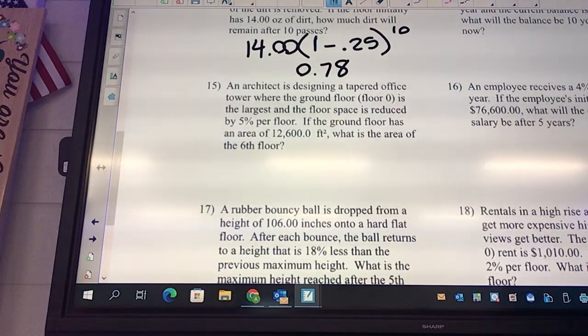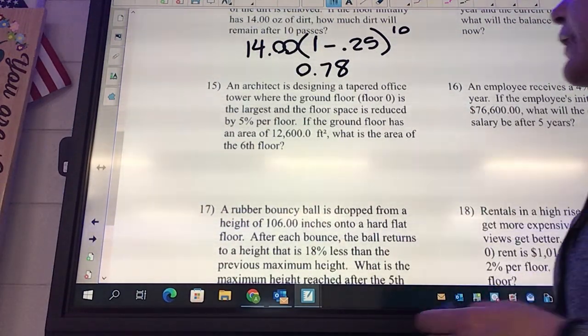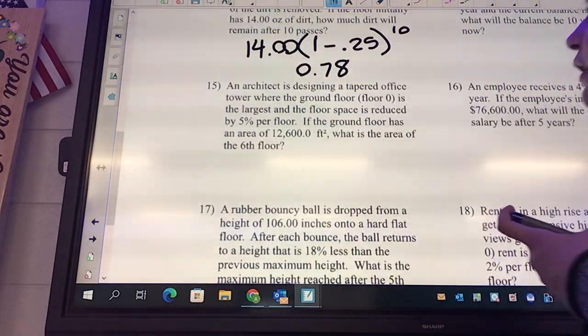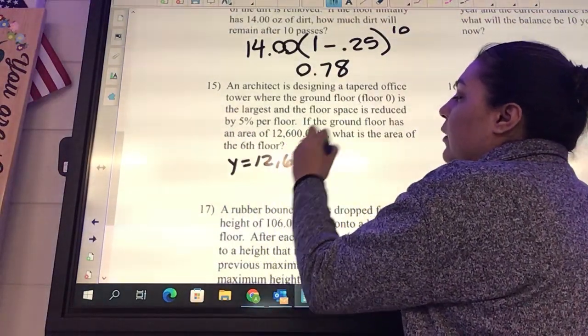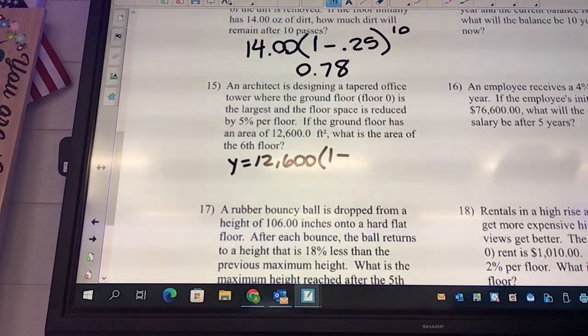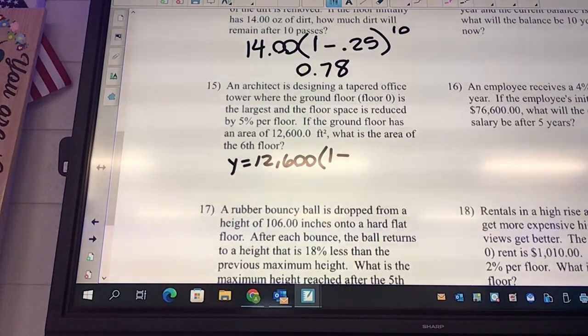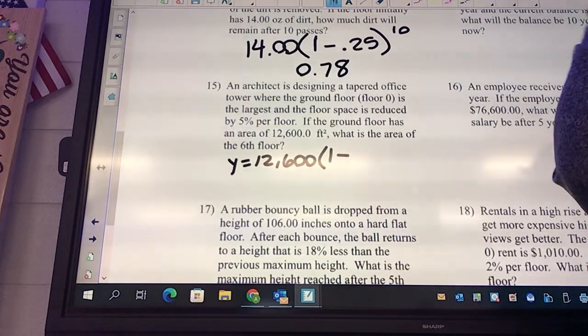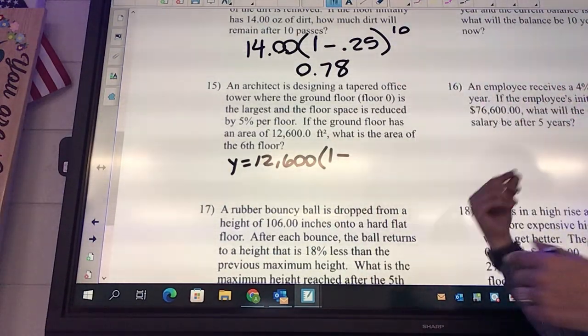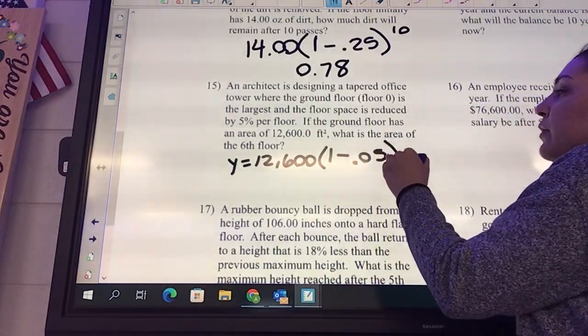An architect designs a tapered office where the largest floor space is the ground floor, and the area is reduced by 5% per floor. If the ground floor has 12,600 feet of area, what is the sixth floor? So what are we going to start with? 12,600. 1 minus. Remember, the floors are getting smaller. You would think plus because it says reduce, and the floors are getting higher and higher. But the minus is because they're talking about the floor space. So we got 0.05 to the 6th floor.